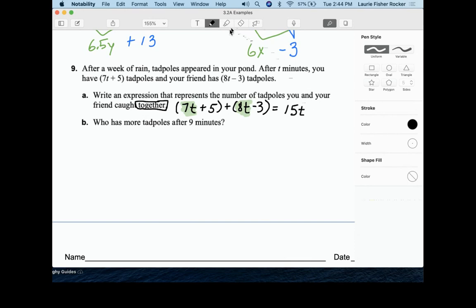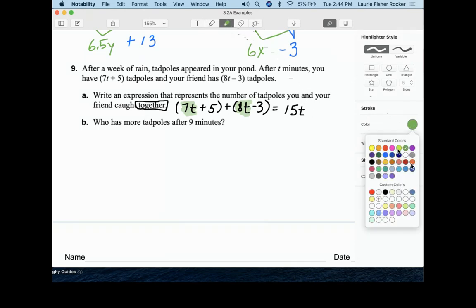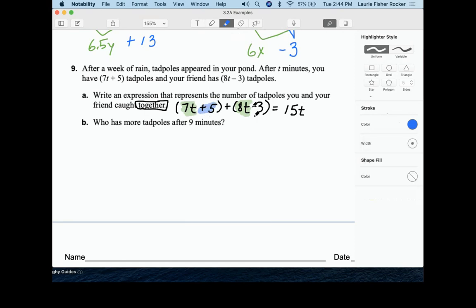Okay, so then we can add the constants. 5 minus 3. Now that is a negative 3, so again we have to be careful of those signs. So plus 5 minus 3. And so they're different signs, so I subtract. It's basically 5 minus 3, and that is going to be 2. And so that is the expression in simplest form. Okay, so that's the first part.